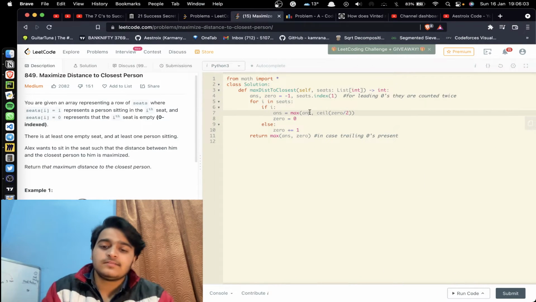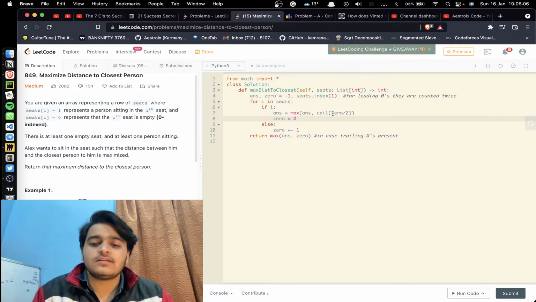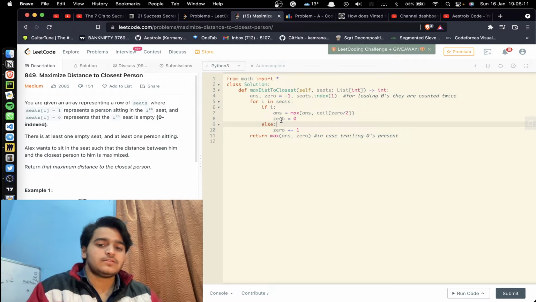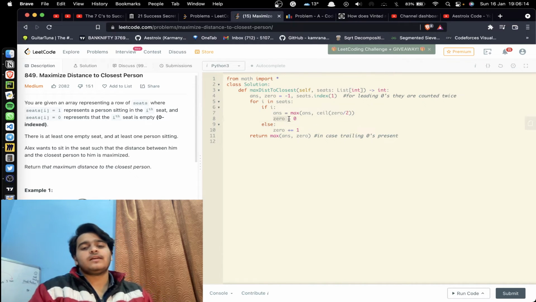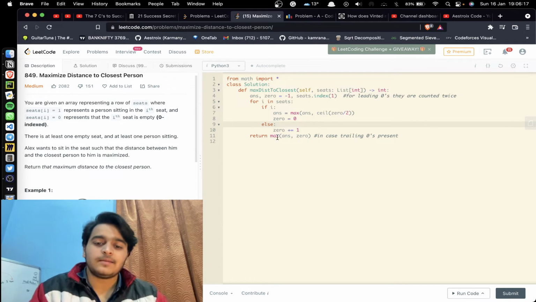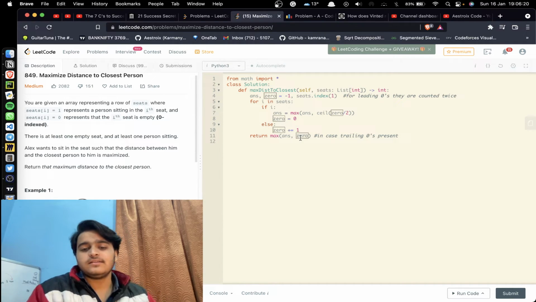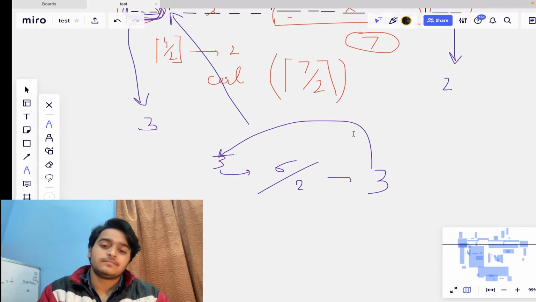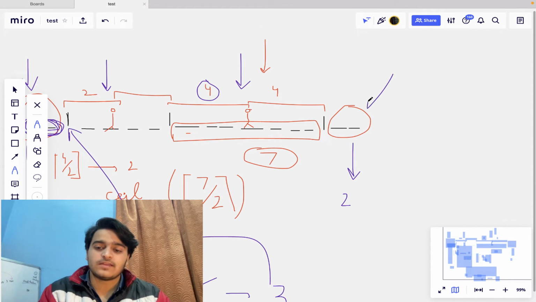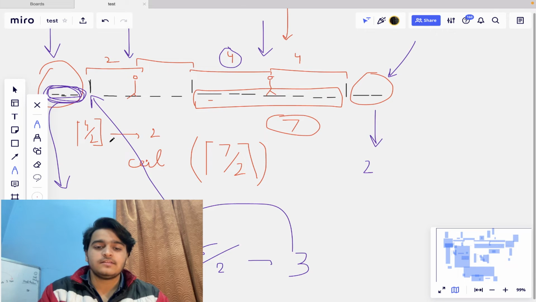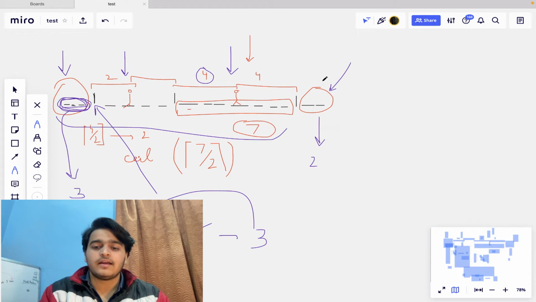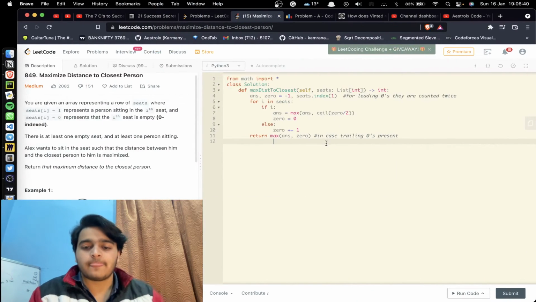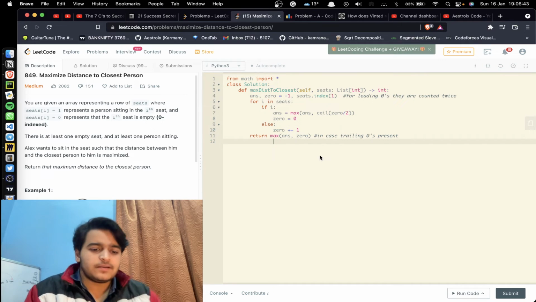I am taking the max of answer and the ceil of 0 by 2, where 0 is the count of zeros before any number. After counting the possible answer for that gap, I reset the count to 0. At the end I return the max of answer and 0, because this is for the trailing zeros which are present at the end. Whatever my answer is for the previous cases, I take the max of that answer and the last gap of zeros. This is pretty much it.